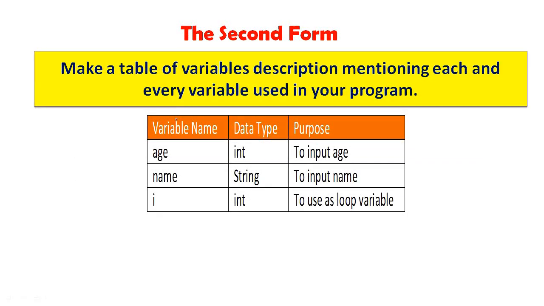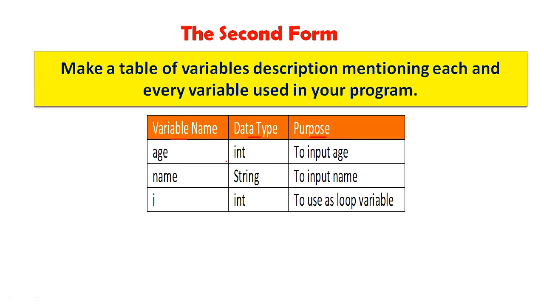Now come to the second form: make a table of variable descriptions mentioning each and every variable used in your program. For this, you have to draw a table with 3 columns. Name the heading of the first column as variable name, the second column as data type, and the third column as purpose. In purpose, you may write the variable description.